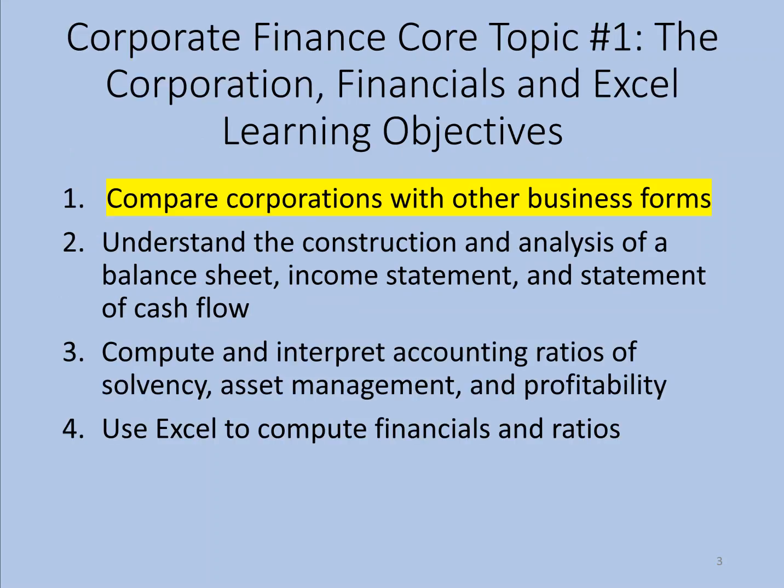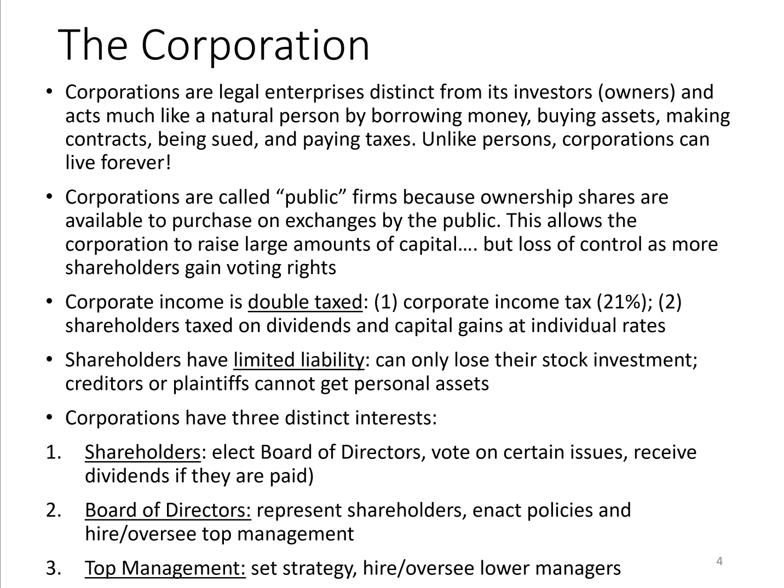The learning objectives are four. We're going to compare corporations with other business forms, understand the construction and analysis of the balance sheet, income statement, and statement of cash flow, compute and interpret accounting ratios of solvency, asset management, and profitability, and use Excel to compute financials and ratios. So let's start with learning objective number 1, comparing corporations with other business forms.